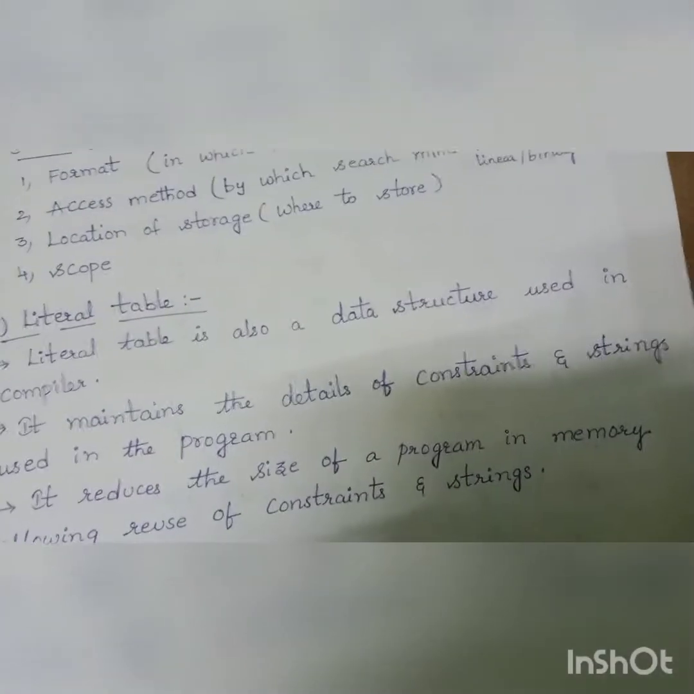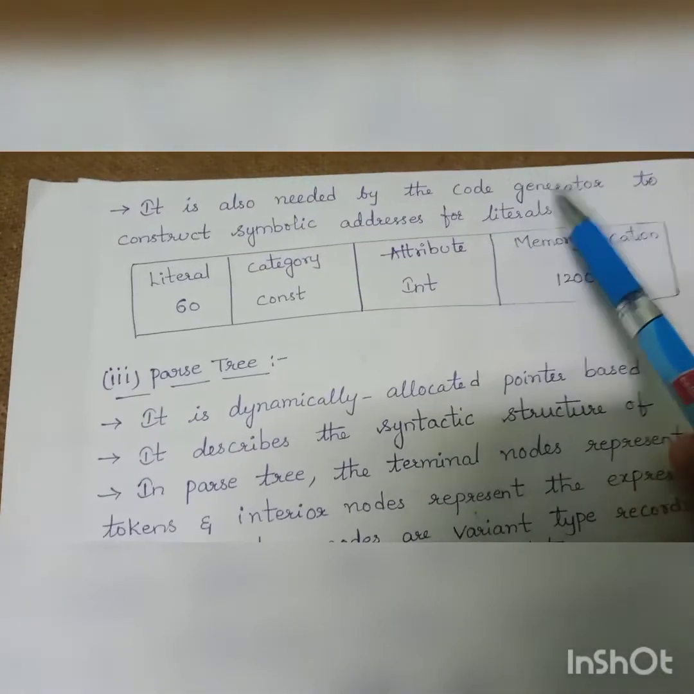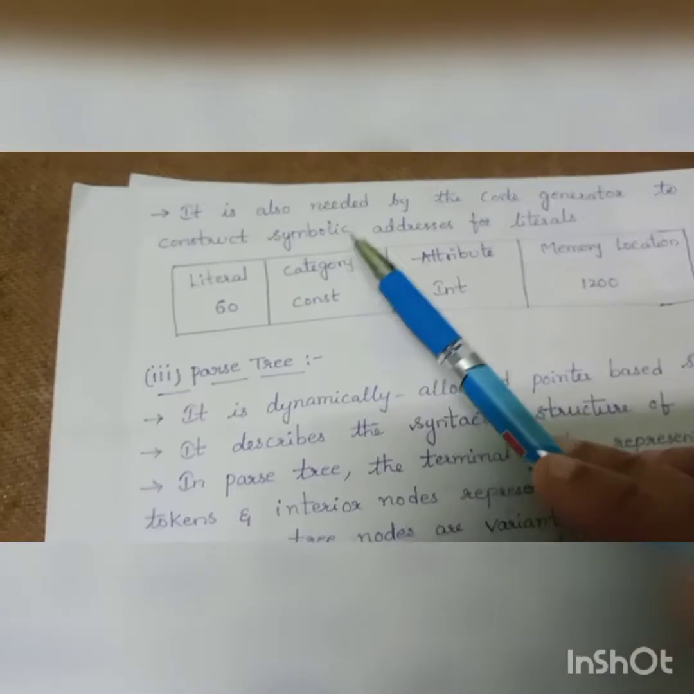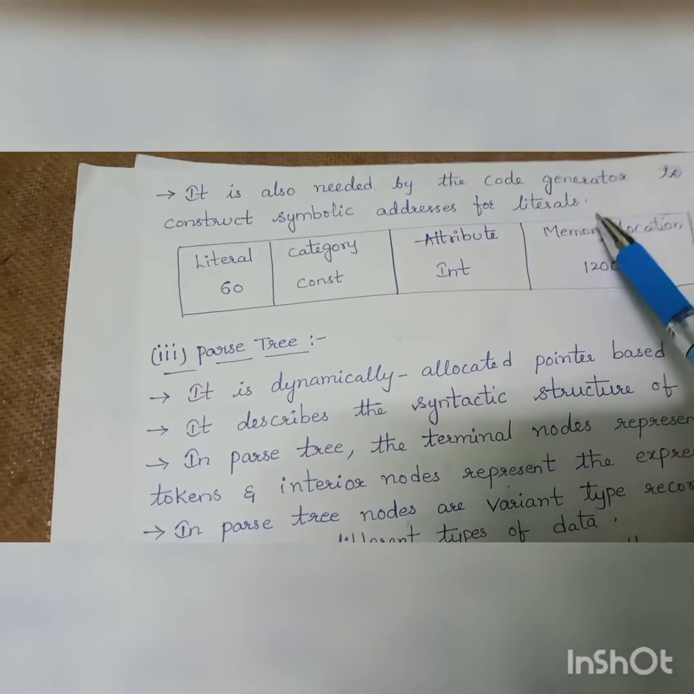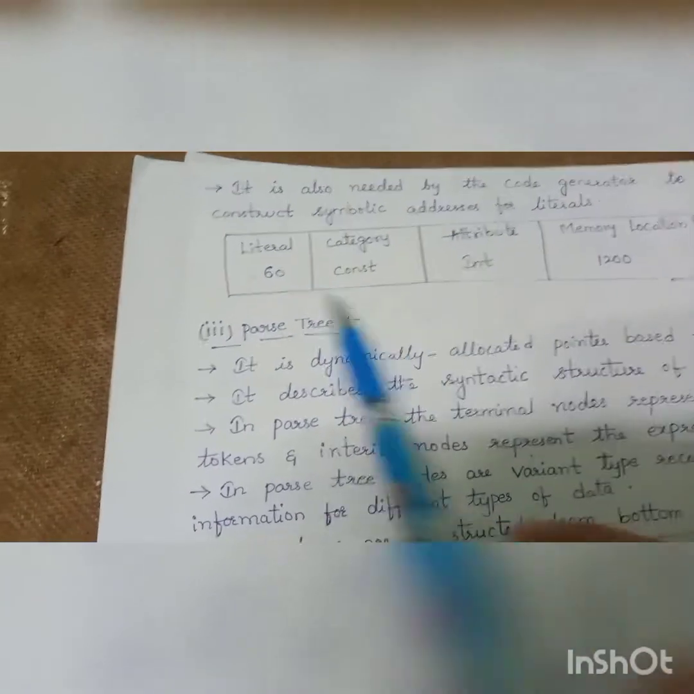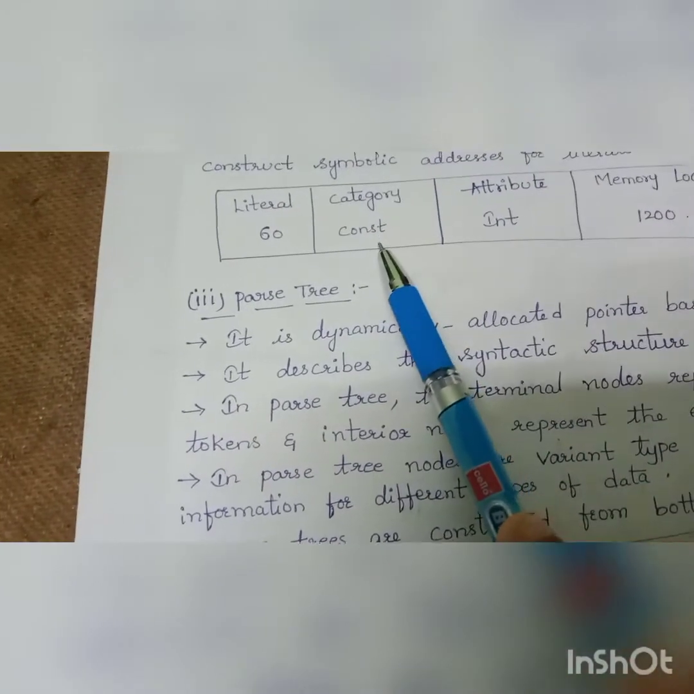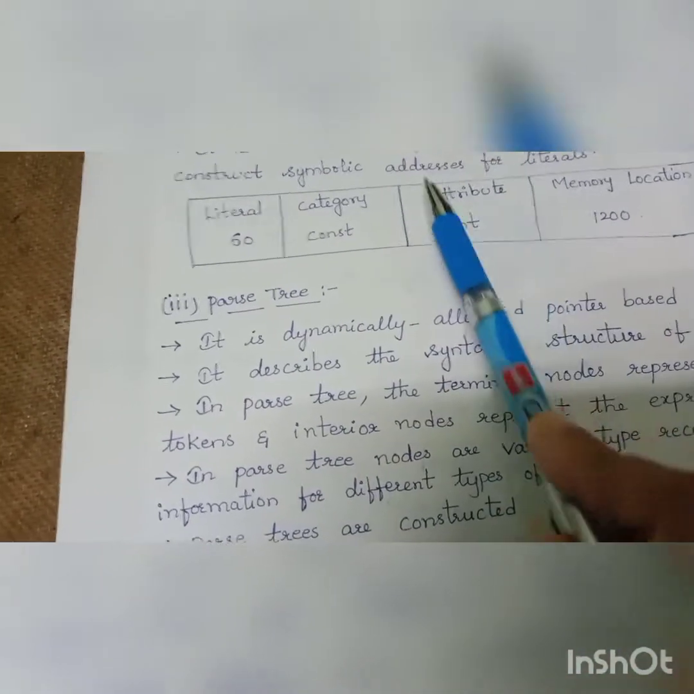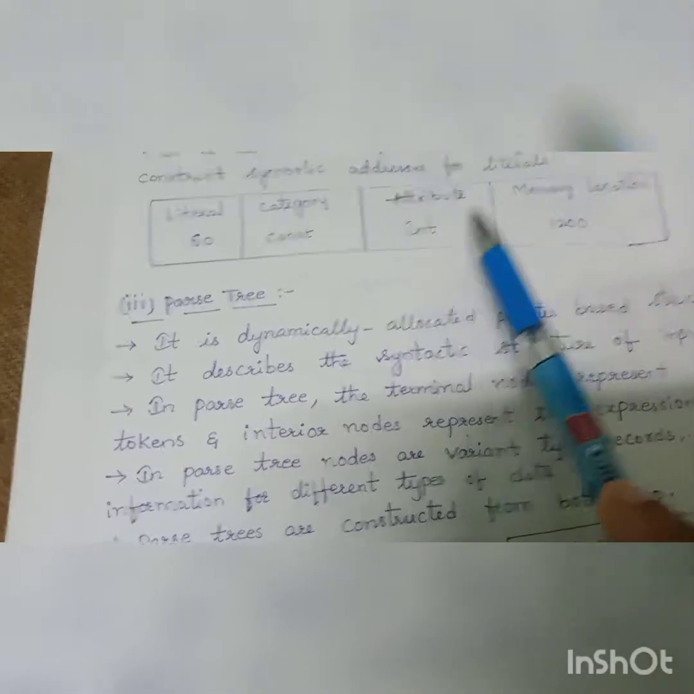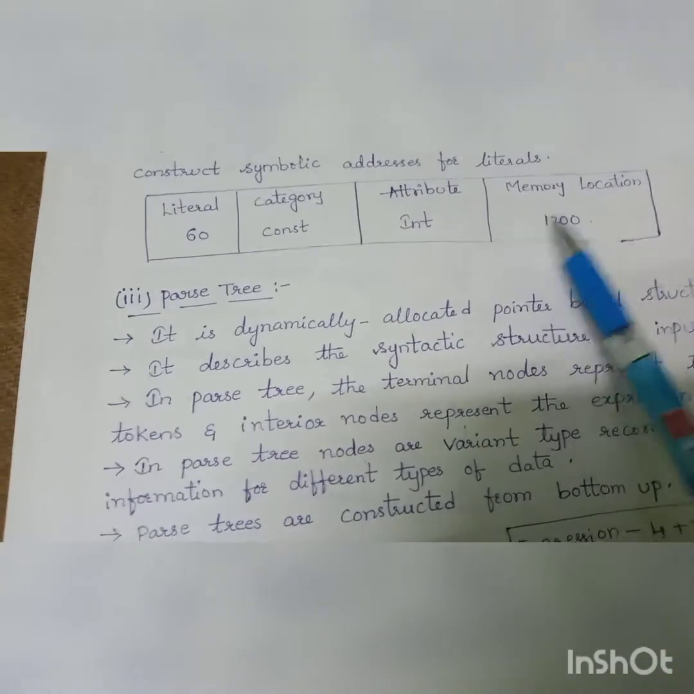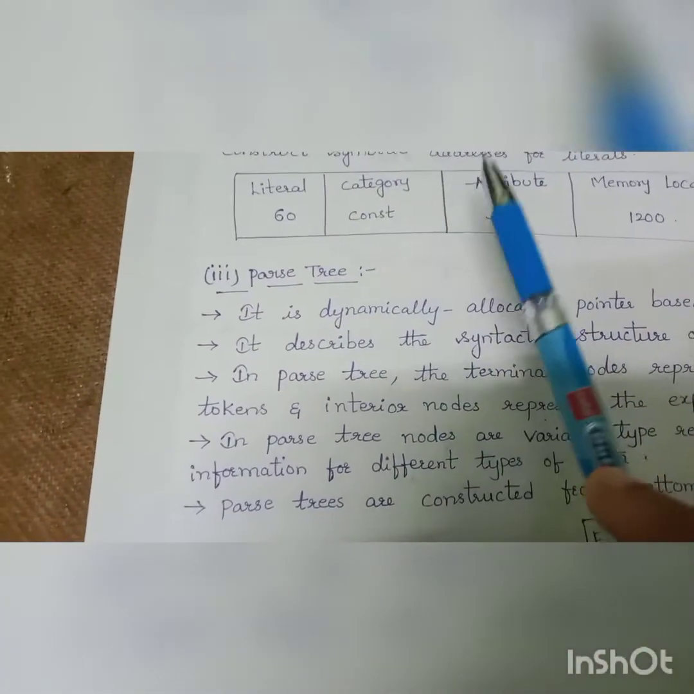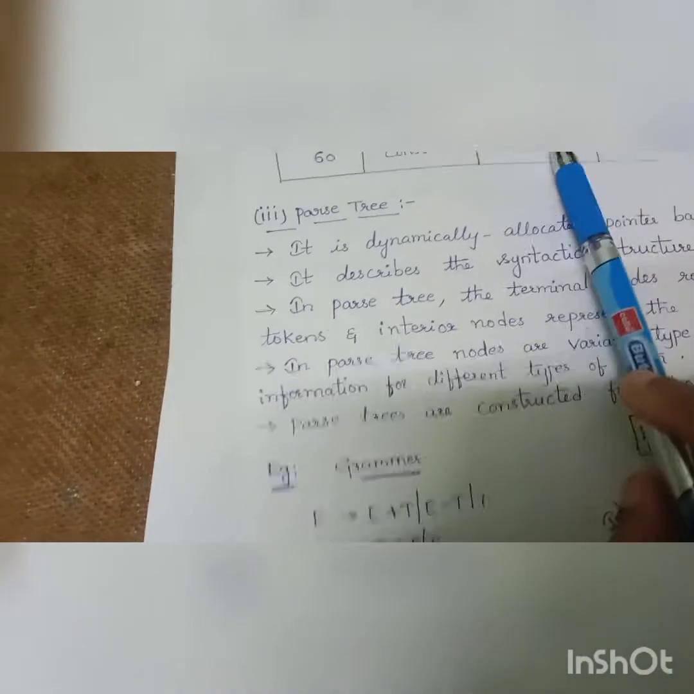It is also needed by the code generator to construct symbolic addresses for the literals. Here it will be stored in this format. We are taking the literal value as 60. 60 comes under the category of constant, and the attribute value is integer, and it is stored in the memory location, some 1200 location we have allotted here. In this way, in the literal table, your values are stored.